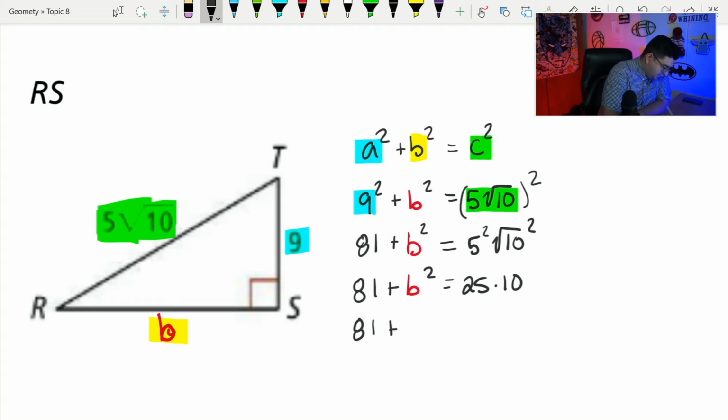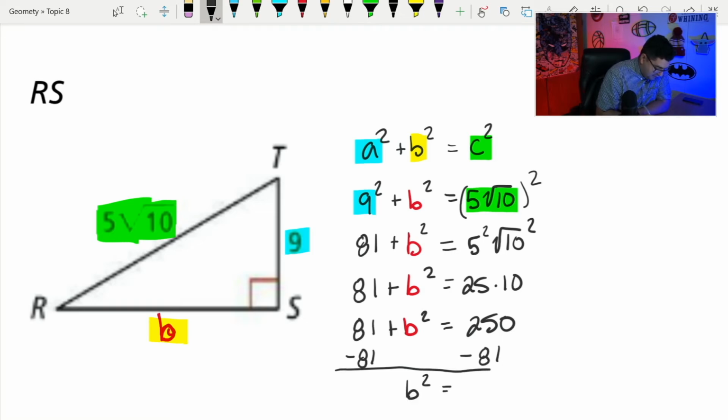So then we need to do 25 times 10, which, multiplying by 10 is always easy because we just need to add a 0. So 25 times 10 is 250. Now that we've multiplied, we can actually just subtract 81 from both sides. And we end up getting that B squared is equal to, if you do this correctly, you'll get 189.